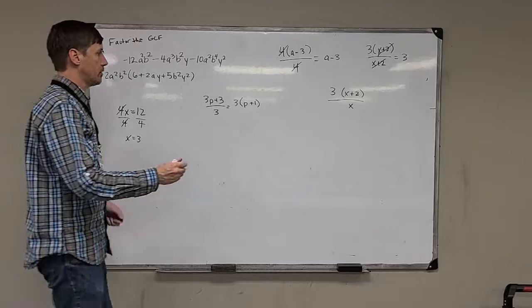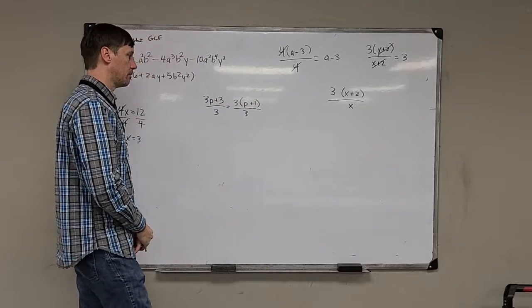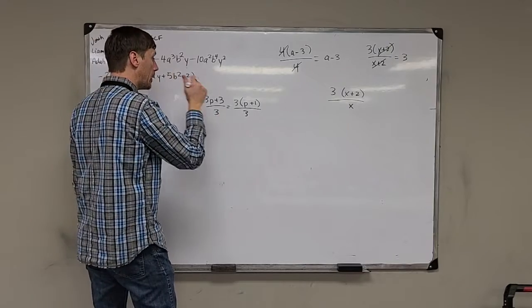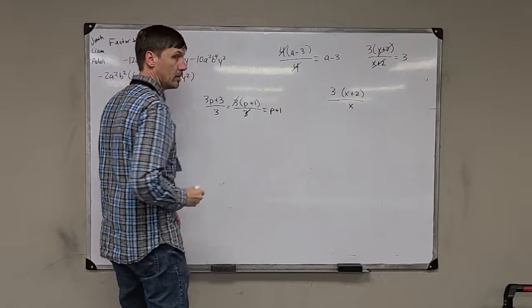Now, what do I have? I have a 3 times something on the top divided by a 3. And that means my 3's can cancel out, and I'm left with just p plus 1.